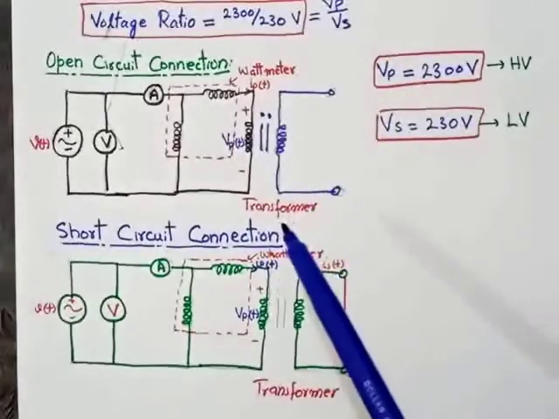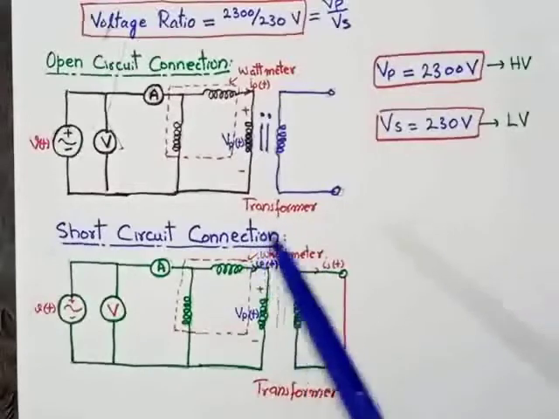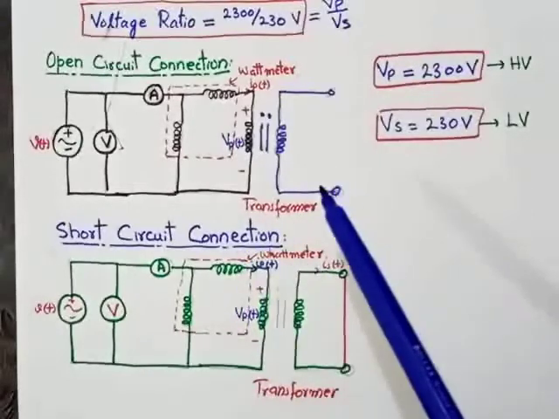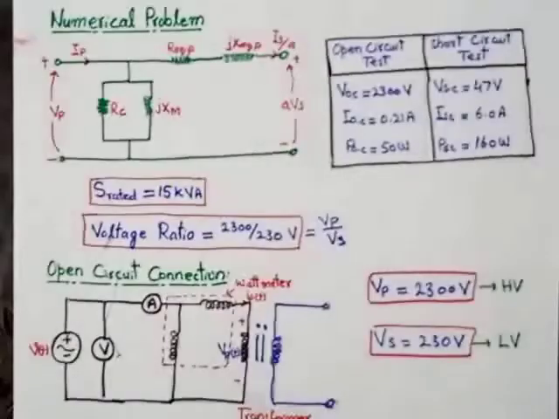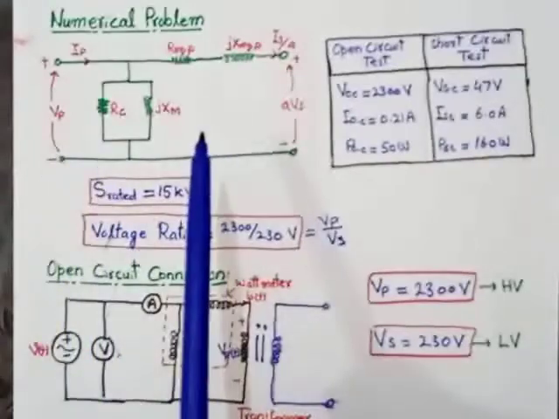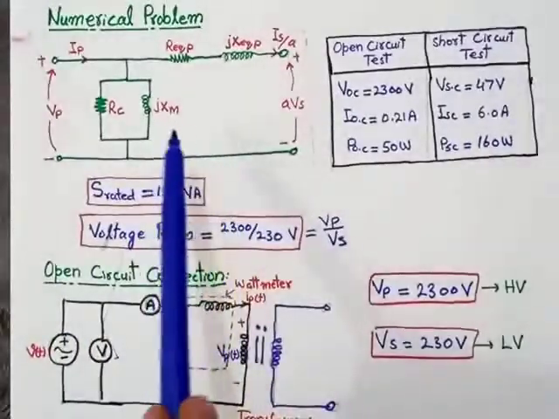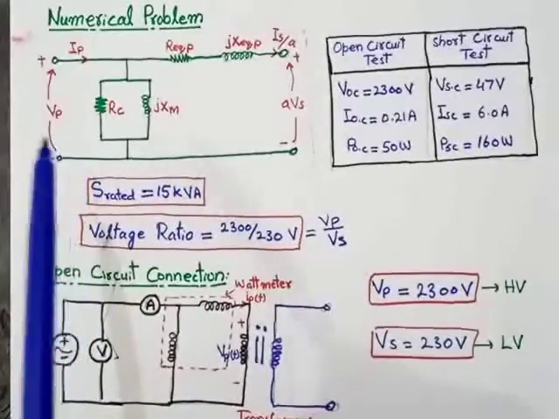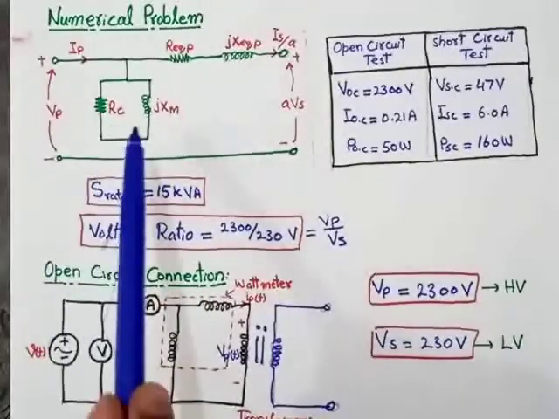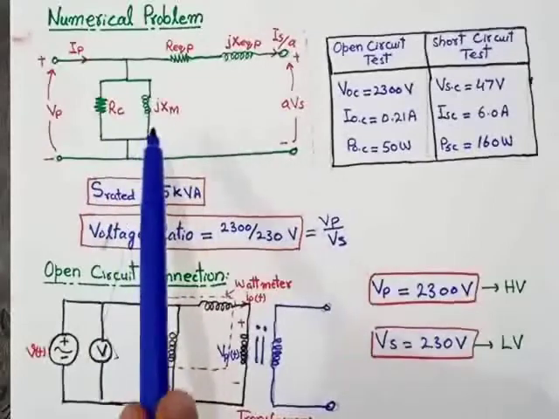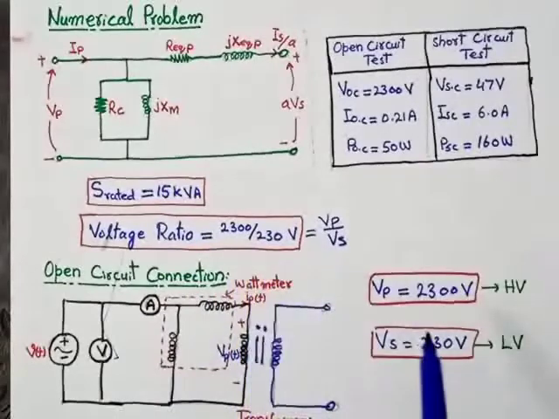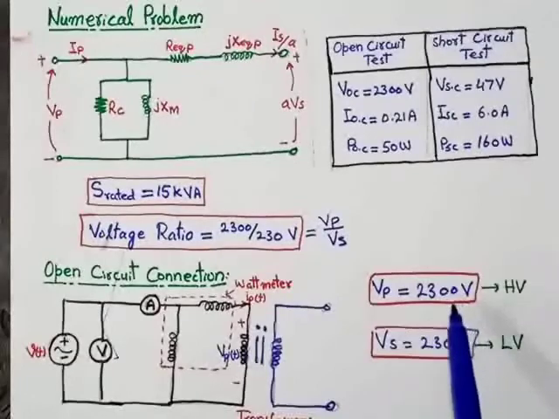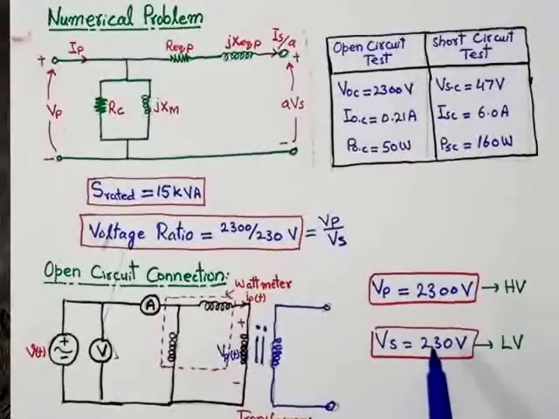Now we will discuss the question which we will answer in this numerical problem. This is the approximate equivalent circuit of the transformer referred to the primary side, because the high voltage side in this particular problem is the primary side. We can determine this from the voltage ratio, because the primary voltage is greater than the secondary voltage. It means the high voltage side is the primary side and the low voltage side is the secondary side.